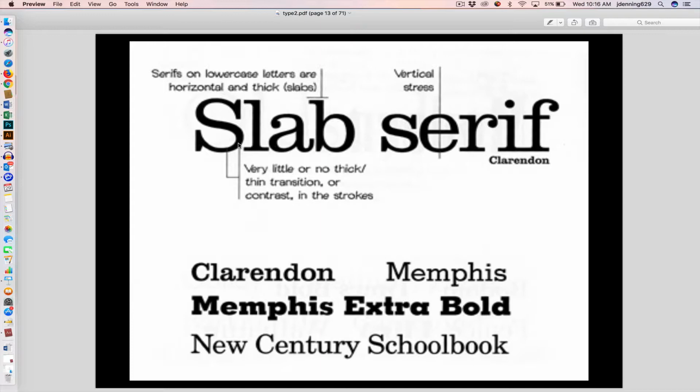So they are acceptable for extensive text. A lot of times you'll see these fonts used in advertising or in children's books. They have sort of a decorative quality, but they're still legible.